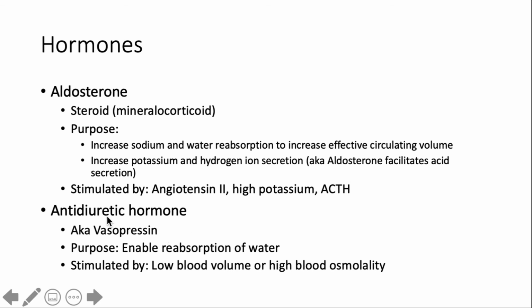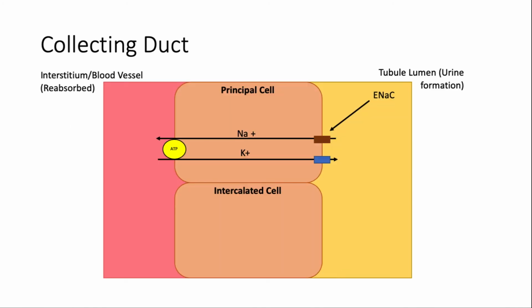The next hormone is antidiuretic hormone, and it's in the name: antidiuretic. So when we have too much water leaving in the urine, we want to reabsorb it. So in the presence of ADH, also known as vasopressin, we can increase blood volume. Now this is stimulated when there's low blood volume or highly concentrated blood, in other words, high osmolality. It says, let's dilute that with some more water. So here's how this happens.